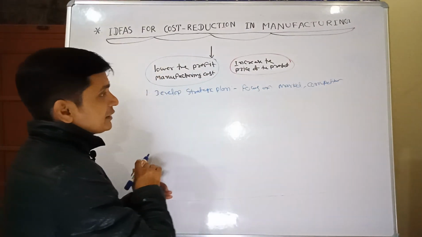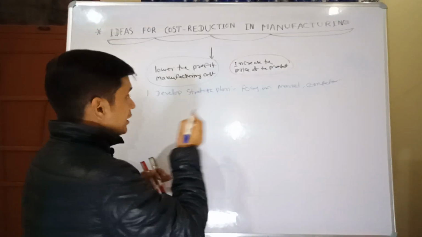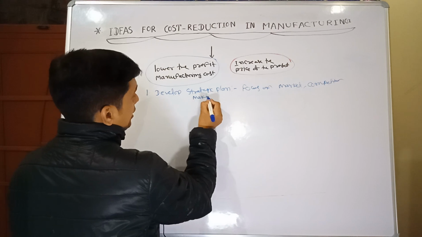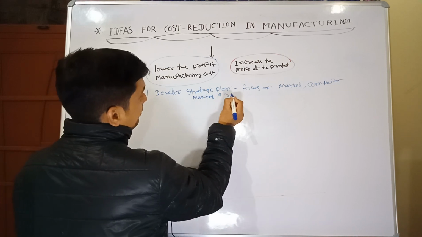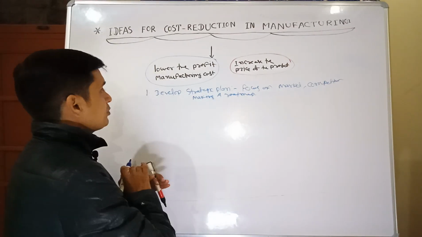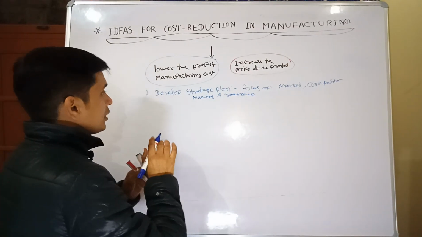And the second most important thing is making a roadmap. That is most important for cost reduction.